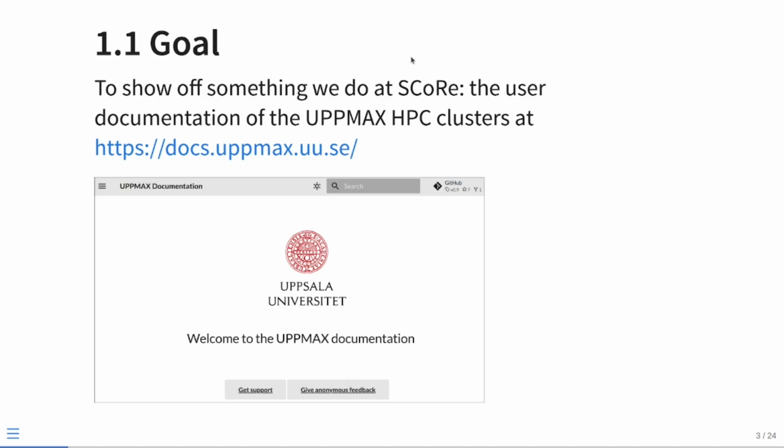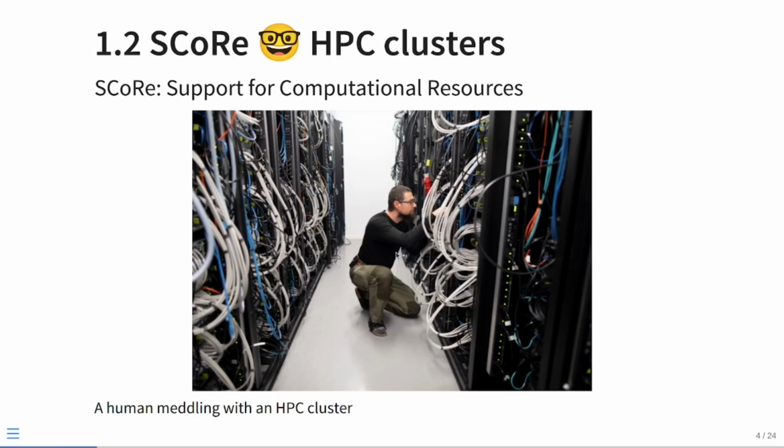So my talk is to show off something we do at SCORE, which is the user documentation of our HPC clusters at this URL. But first, let's take a step back. What is SCORE? SCORE is part of NBIS and it's an abbreviation of Support for Computational Resources. And we like HPC clusters a lot because computational resources often are HPC clusters, so people can get their heavy calculations done, or calculations that need a lot of storage done, or store a lot of data on. So we support our users in finding those resources and we help them use it.